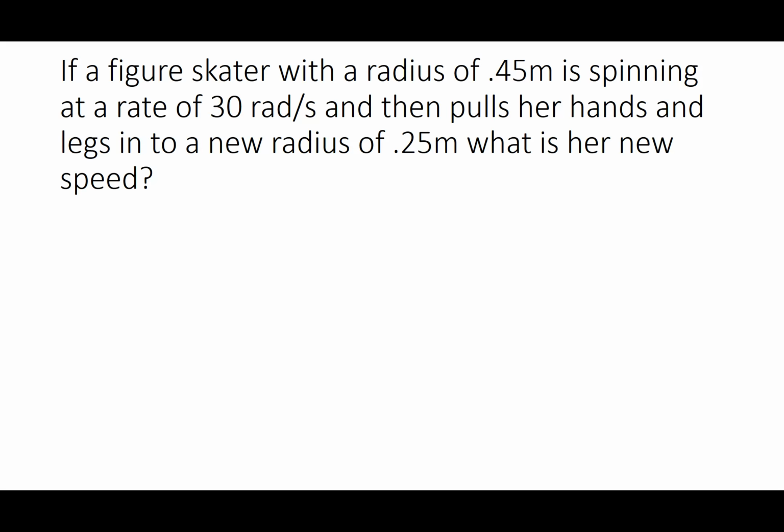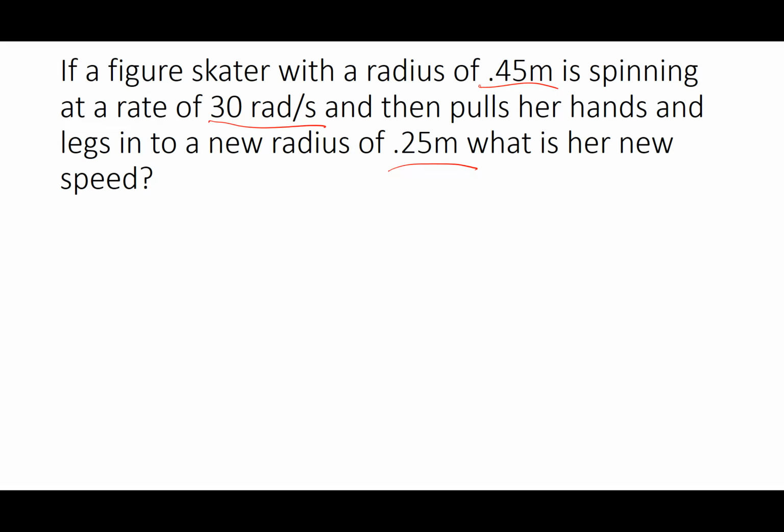Let's look at a problem. A figure skater starts off with a radius of 0.45 meters. She's spinning at a rate of 30 radians per second, then pulls her arms, hands in, and legs to have a new radius of 0.25. So what is her new speed? We can consider her a solid cylinder.